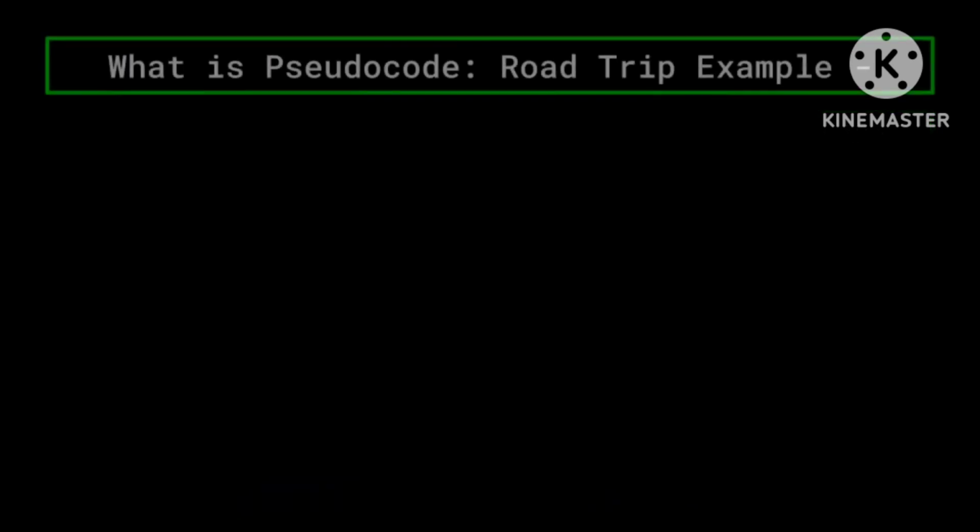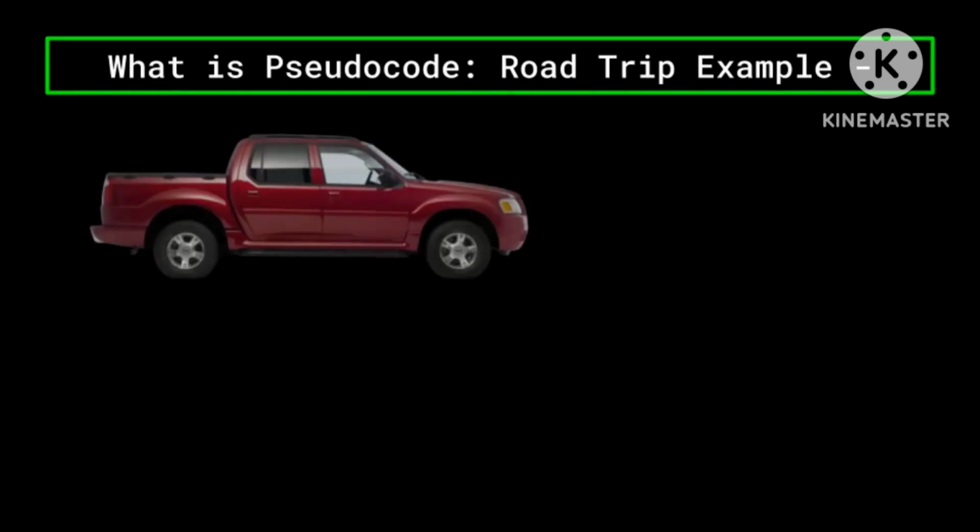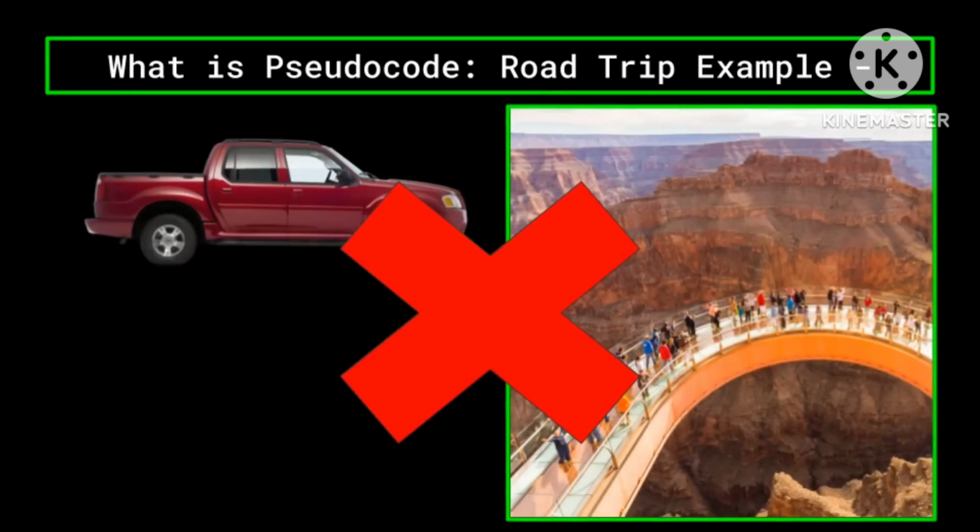Think of pseudocode like this. If you wanted to take a family trip to the Grand Canyon, would you simply hop in your car and drive off and figure out things later? No, because that would be ridiculous. Instead, you would spend some time planning out the trip.